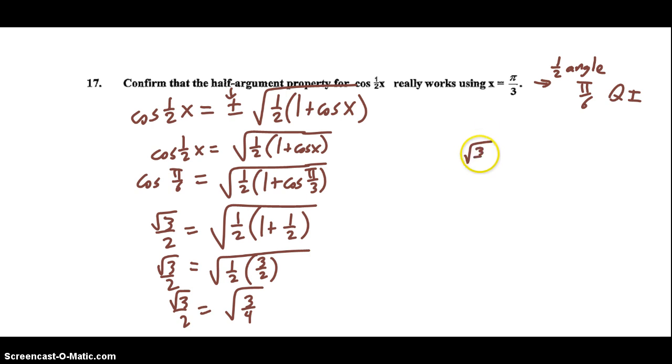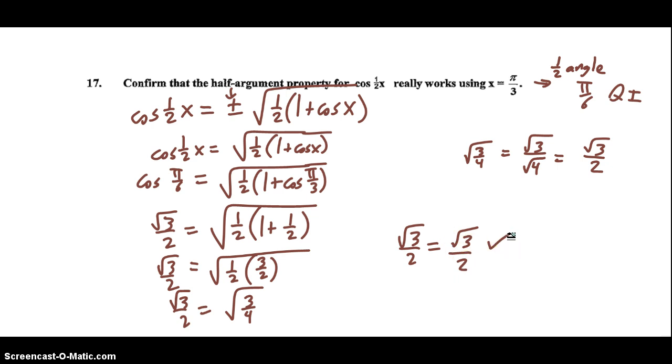And by the way, remember when you take square root of a fraction, that's the square root of the top over the square root of the bottom, which is in fact radical 3 over 2. So radical 3 over 2 does come out to be radical 3 over 2. So we win.